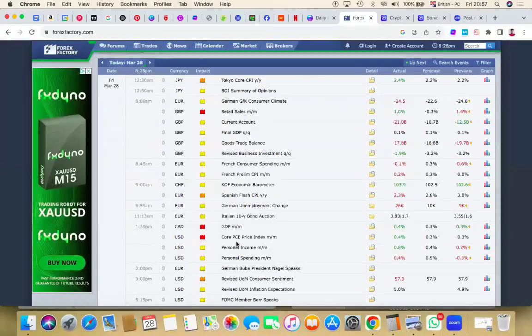So we can see here the core PCE price index, which is high impact news, right? When we talk about the actual, we also talk about the forecast. But in most cases, we don't really need Forex Factory to trade cryptocurrency. It's more of a tool that Forex traders usually use. But in most cases, when it comes to Bitcoin, it actually works, right?